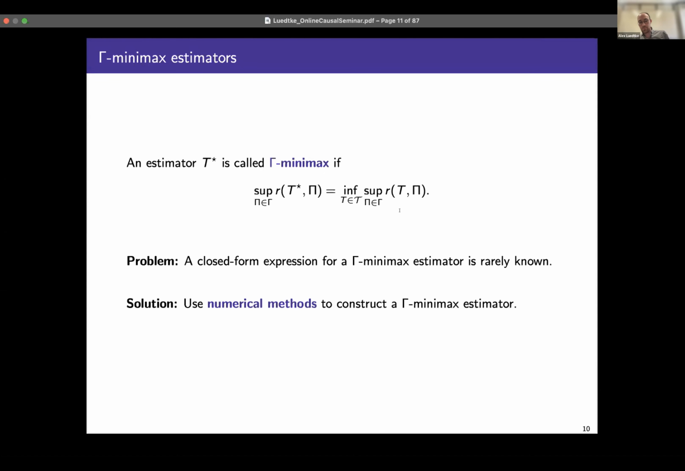Now there's a problem here, and that's that a closed form expression for gamma minimax estimators is rarely known. There are very few problems where you can actually come up with a closed form expression. This is the same as how the closed form expression for a minimax estimator, a finite sample minimax estimator with optimal constants, is also rarely known. It's a special case of the gamma maximal risk. So a solution here that I'll pursue is to use numerical methods to construct a gamma minimax estimator.